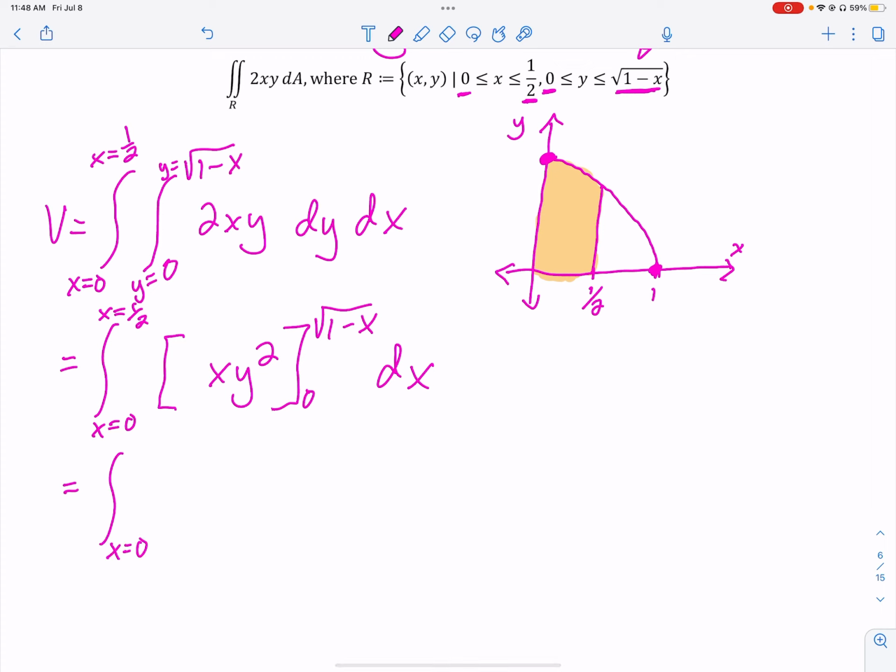So x equals 0 to x equals 1/2. And then we're going to plug that in for, and this is why that's important. For a moment, I was like, oh, what does it go into? Well, it's y. Okay, so y goes into that. And then 0 is going to get me 0. Hope you can see that. So we get x times 1 minus x dx. That's just plugging in square root of 1 minus x. That gets squared. That's why it's in parentheses now. And then plugging in 0 for y is just going to give me a 0 term.